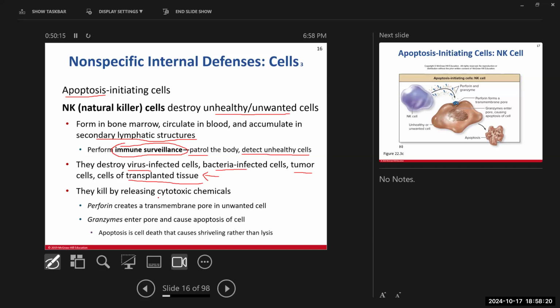So how do they do it? I love it. They release chemicals. And you want to know this because we're going to talk about some of our other cells when we get to cell-mediated immunity that do something very similar. Some of your T lymphocytes do the same thing.